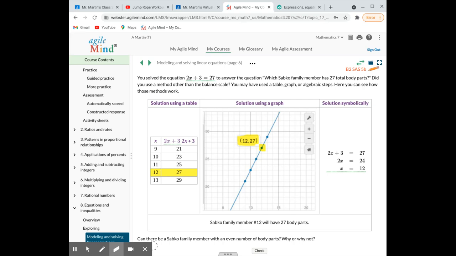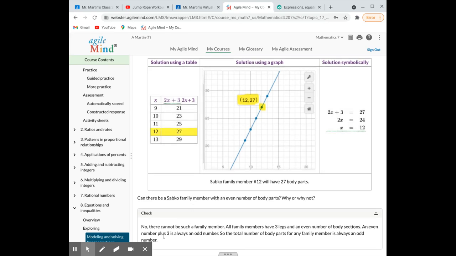All right, so I want you to think about it. And we're going to go through this and see if what we're predicting is true or not. So it says Sabco family member number 12 has 27 body parts. Can there be a family member with an even number of body parts? And we kind of said no, is what we're thinking, because we started off with 5, and if you add 2 to it, that would be 7. If you add 2 to that, that's 9. You add 2 to that, that's 11. You add 2 to that, that's going to be 13. So each time you're always getting an odd, is what we're saying. So if you would read that for us, please, Isamian.